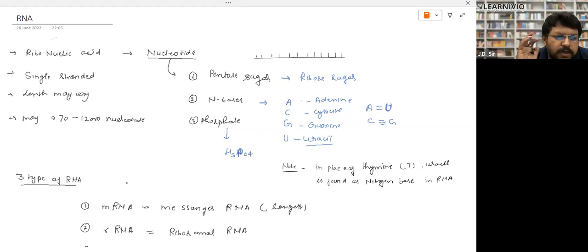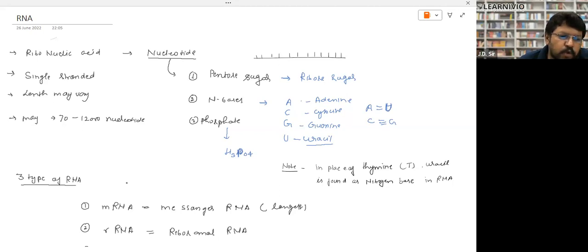Here we are talking about the RNA. RNA is called ribonucleic acid. RNA is a single-stranded structure, fine. And DNA, we understood, is a double-stranded structure. Length may vary from RNA to RNA. There may be 70 to 12,000 nucleotides in a single RNA. But we have already studied that in DNA, normally there are only 10 nucleotide base pairs, right? So this is single-stranded.